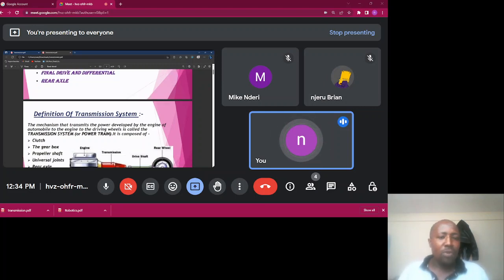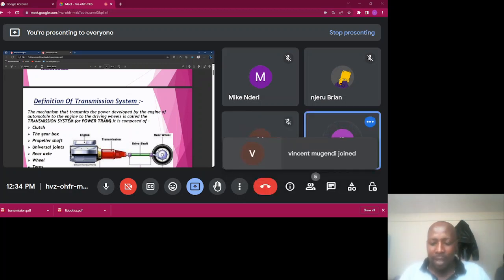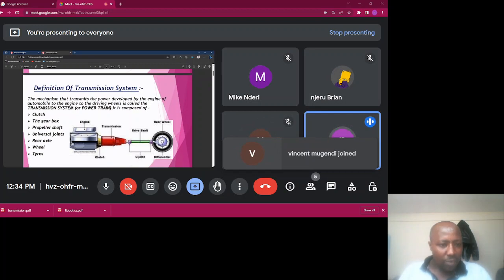To start with, I want to define what the transmission system is. The transmission system is the mechanism that transmits the power developed by the engine of the automobile to the driving wheels. It transfers the power produced by the engine to the road wheels through the various components we have mentioned. To start with, I want us to start with the clutch.